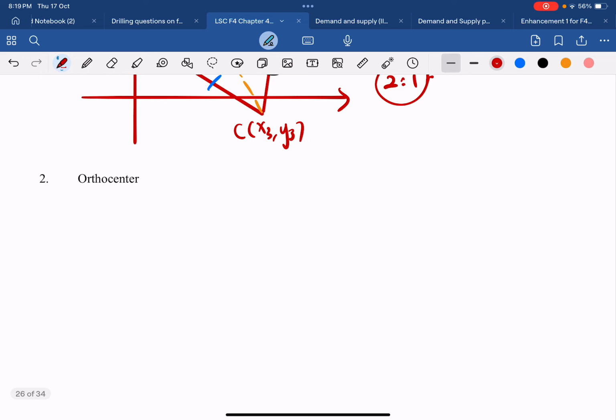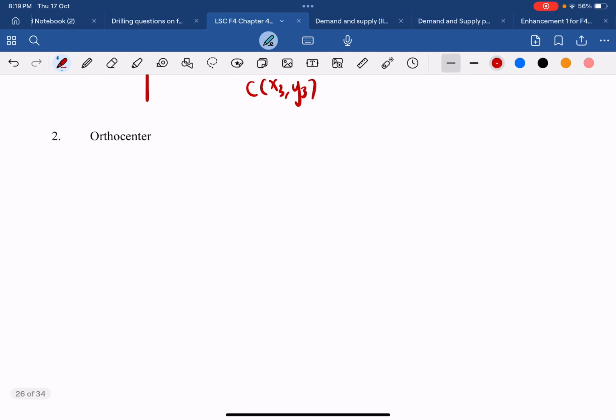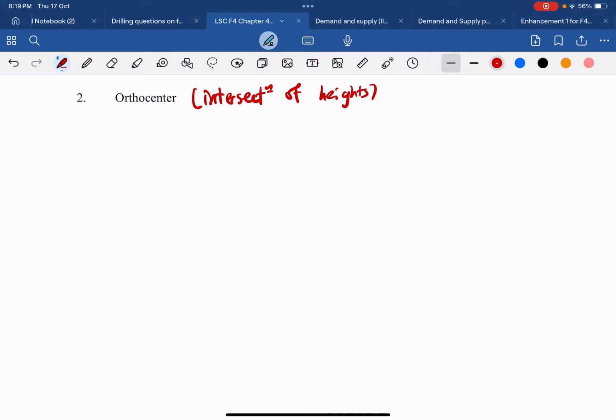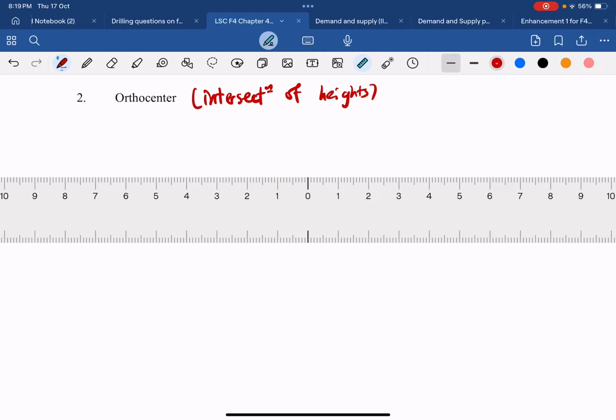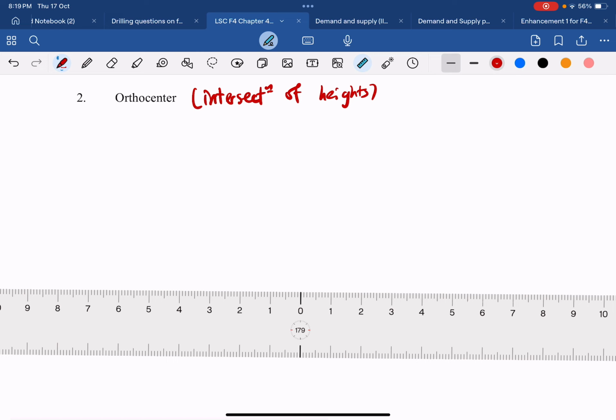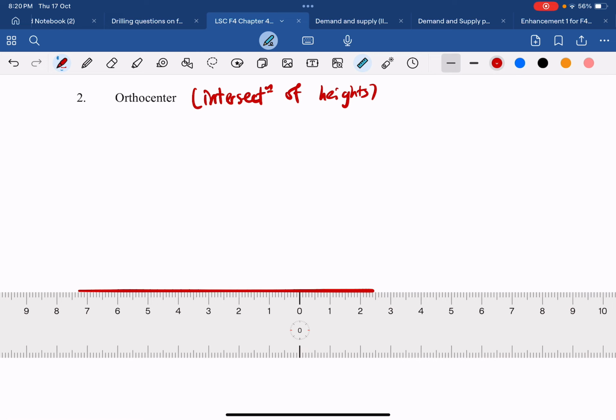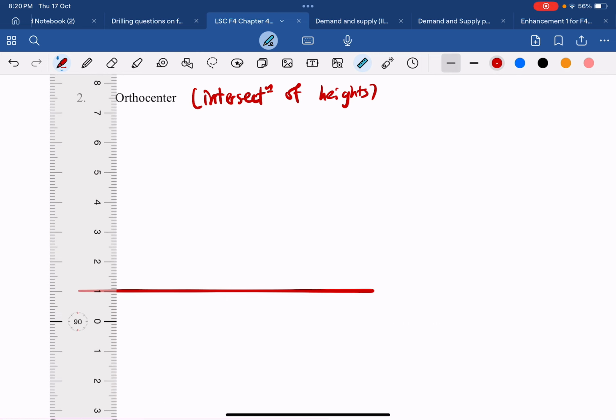So let's come to the orthocenter. What's the orthocenter? You know, the orthocenter is the intersection of the heights, right? That's why it's always examined, because height means perpendicular, right? So you need to make use of the slope. Again, draw a diagram first.